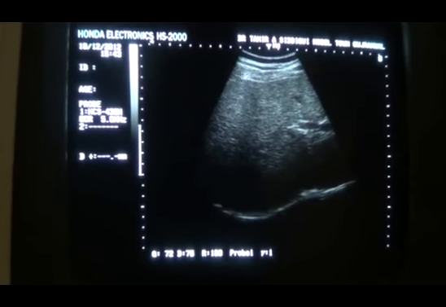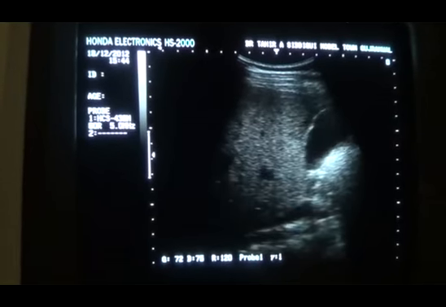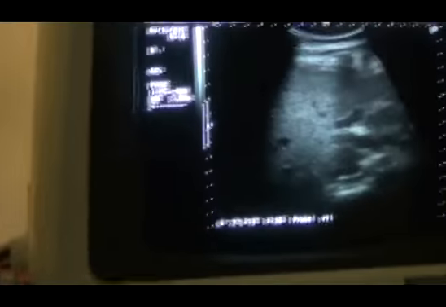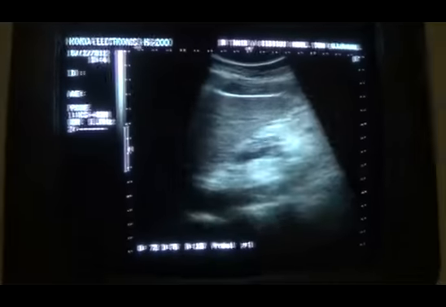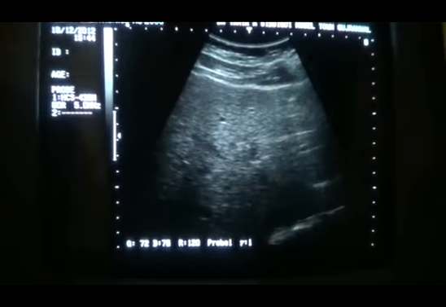And see, the outer surface of the liver is smooth. In fatty liver, the outer surface will be smooth and regular. The wall of the gallbladder will be normal, as seen in normal cases. So this is a case of fatty liver, level 1, you can say.